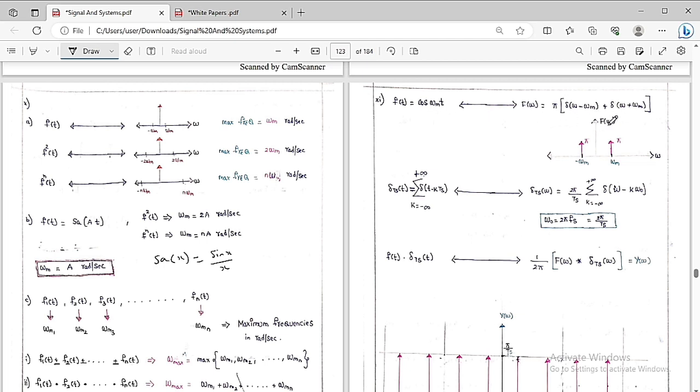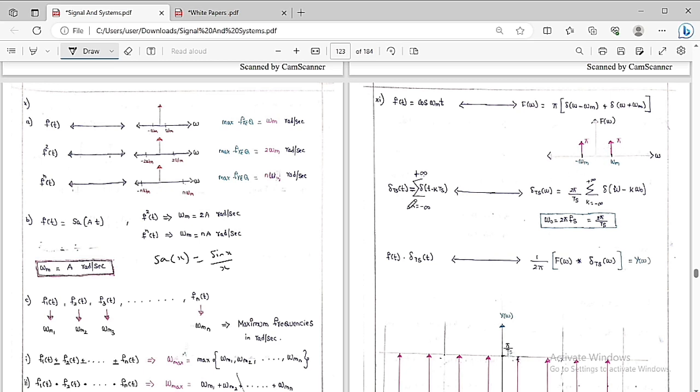Suppose I draw the frequency response, that is, if I draw F of omega with respect to omega, it is pi into delta of omega minus omega m. At omega m, there is an impulse having an area of pi. As well, at omega equal to minus omega m, there is an impulse of area pi. So this is the graph that we are going to get here. As you can see clearly, these are impulses that we get.